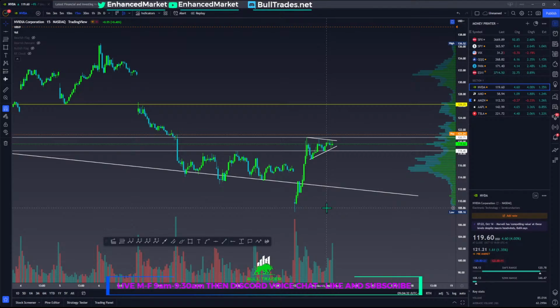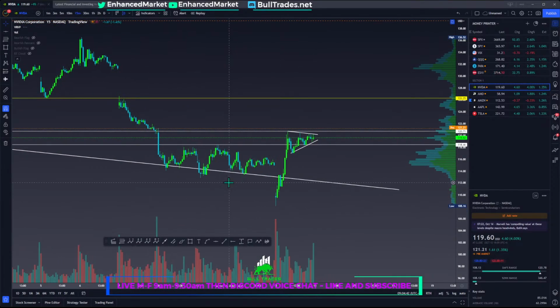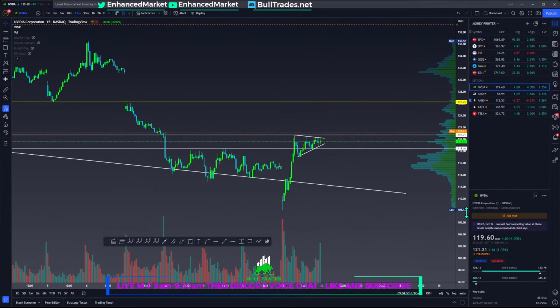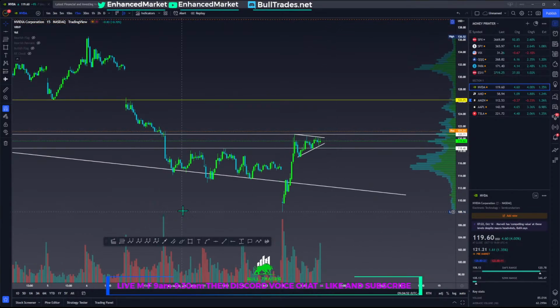Chad asked, on options, for a strike price, do I just go a couple strikes out of the money, or do I go where the price target will hit? I go where the price target will hit. I'm only day trading. I am only day trading.